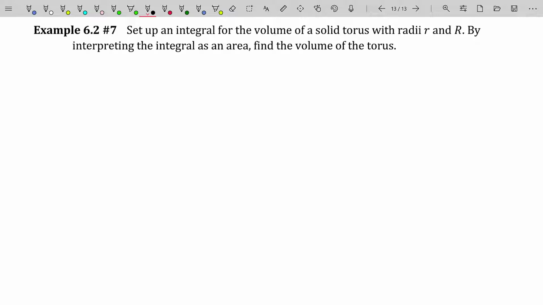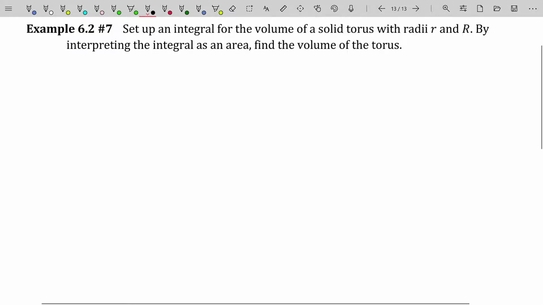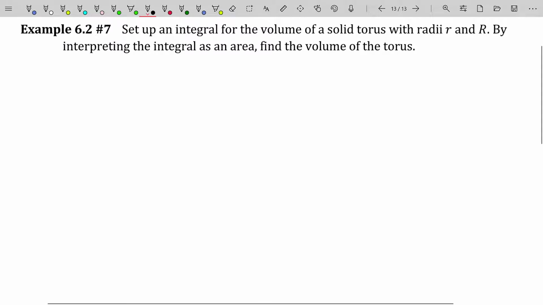So let's go ahead and use that idea to set up an integral for the volume of a solid torus with radii little r and big R, and I'll tell you what that means in a moment. And then, by interpreting the integral as an area, let's go ahead and find the volume of that torus. Now, I sort of shorthanded the language here because I knew what I was talking about when I wrote this down, but anybody who reads this pair of sentences might not quite understand what I mean by those radii there. So let me be a little more specific.